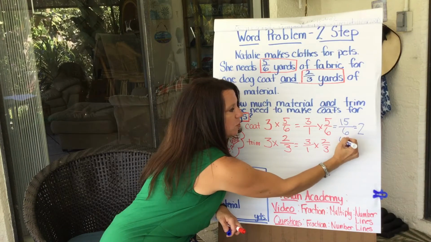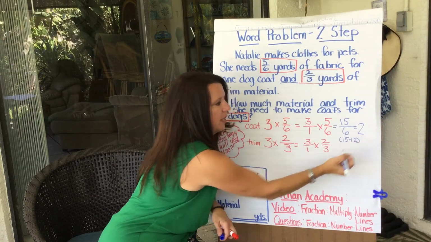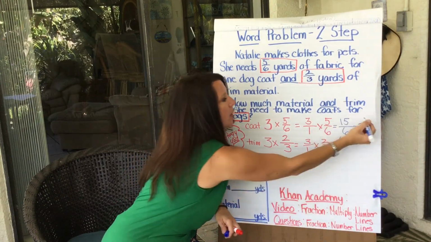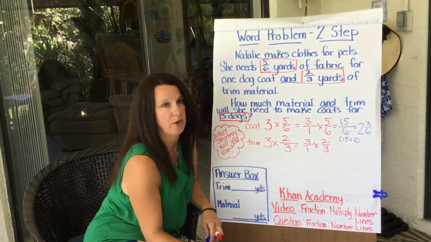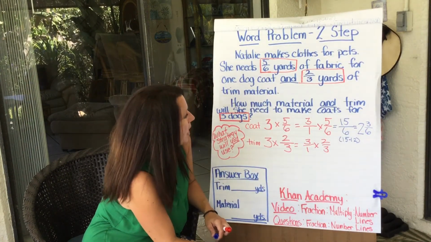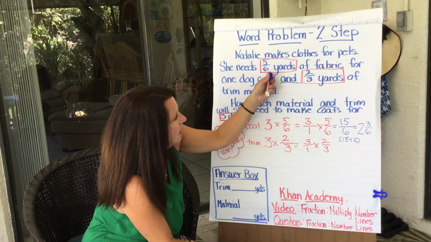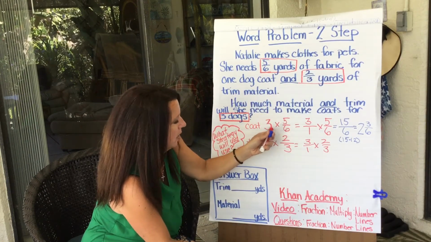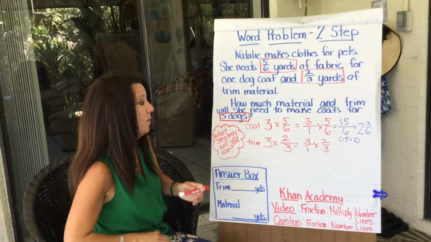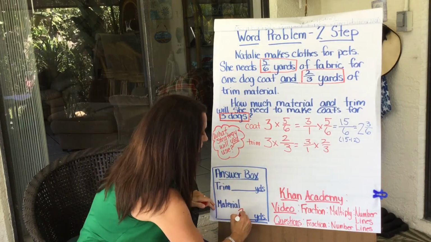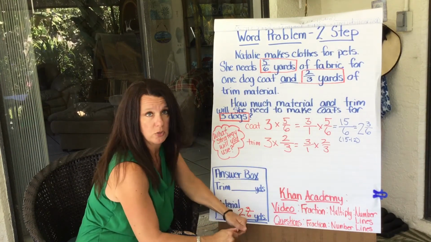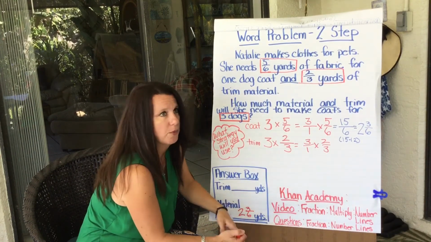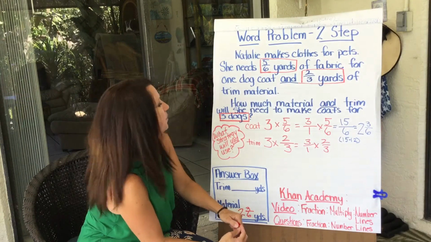So I have to subtract 12 from 15, and I'm left with 3. That's my numerator. The denominator is going to stay the same because I'm converting. So it looks like 3/6, she's going to need, for the material, 2 and 3/6 yards to make the dog coats. Okay, that's not a lot of material, but they're probably small dogs, right?